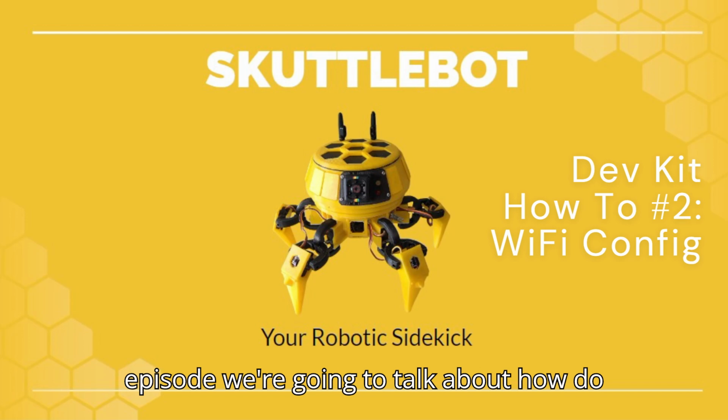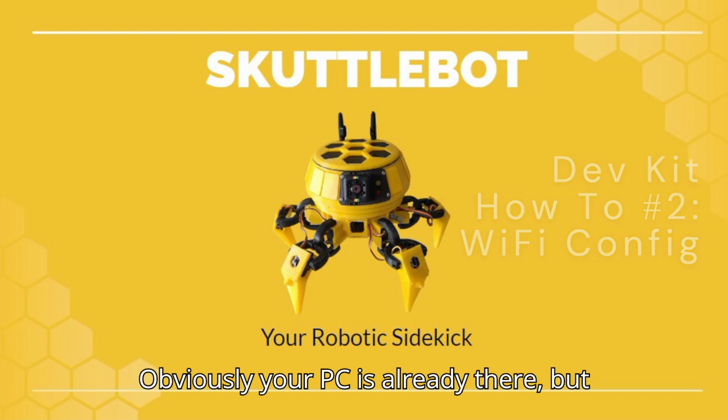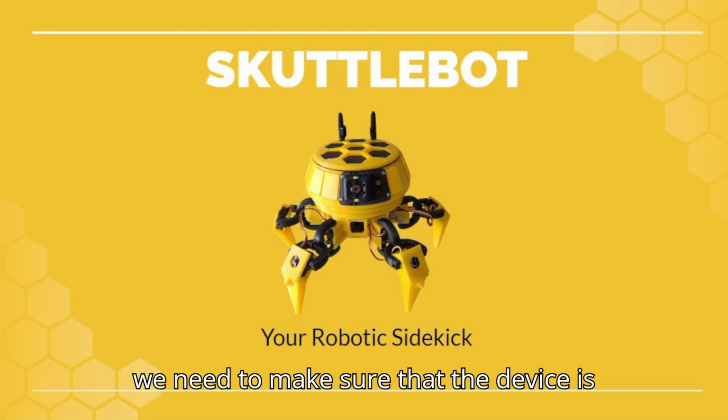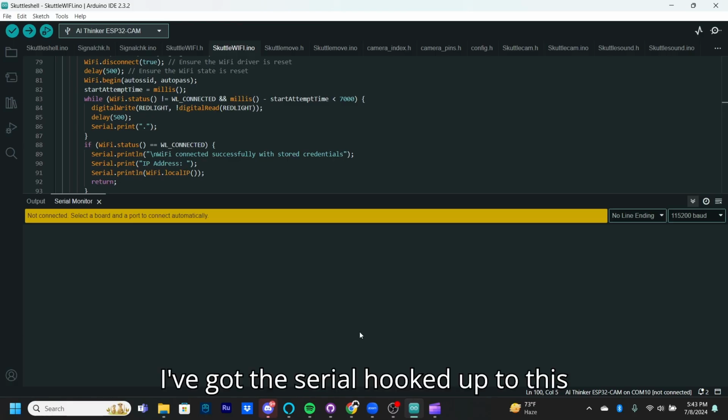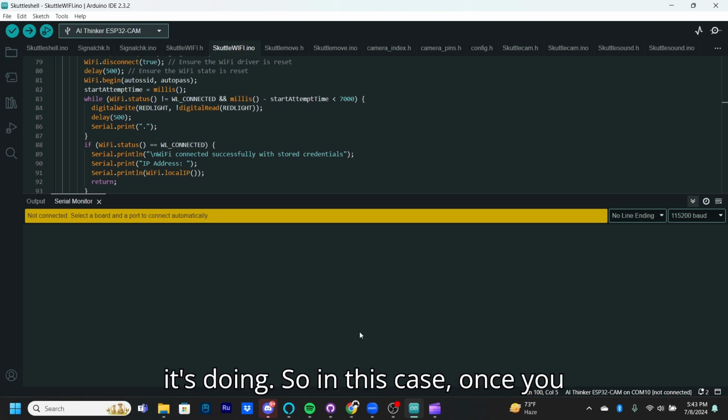In this episode, we're going to talk about how we get your hardware onto the local Wi-Fi. Obviously, your PC is already there, but we need to make sure that the device is there. I've got the serial hooked up to this right now, so we can actually see what it's doing.